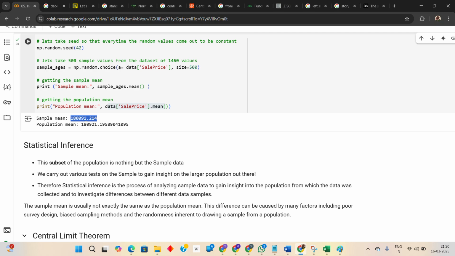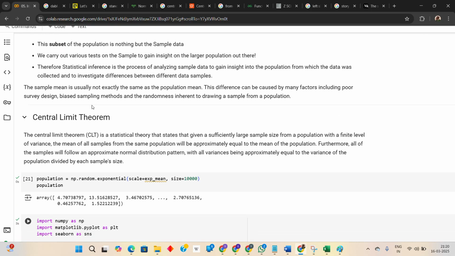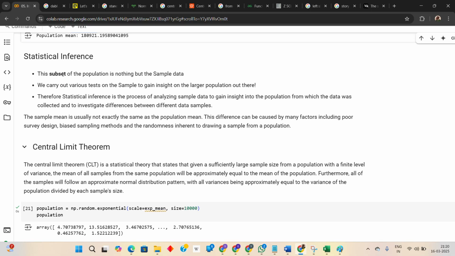Clear? Okay. So statistical inference is all about a subset of the population. We take the subset of the population, which we call sample data. We carry out some tests on the sample to gain some insight on the larger population out there. Statistical inference is simply a process of analyzing the sample data to gain insight so that we can estimate that insight to the population.